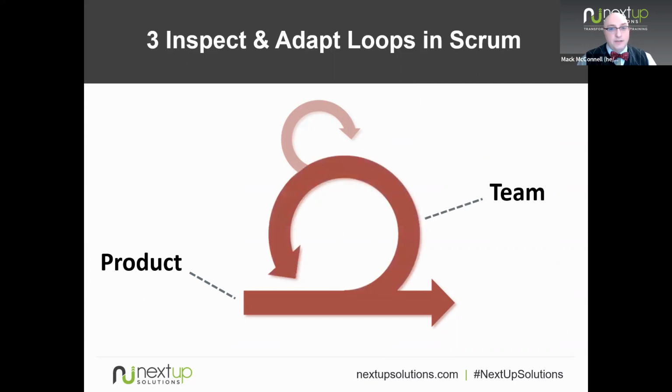Then we have a loop around how are we doing at being a team? That's the larger loop there. And then every day we have a little loop around our plan for the current sprint. So if you've ever wondered what that graphic is that often appears in Scrum materials, it's kind of a visual representation of what the three loops are. And so that's what we're going to talk about. We're going to talk about the product loop first, then we'll talk about the sprint loop, and then we'll talk about the team loop.